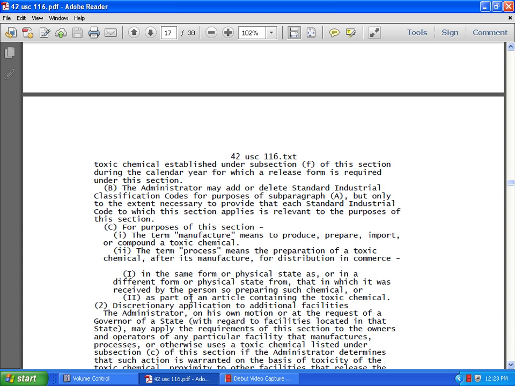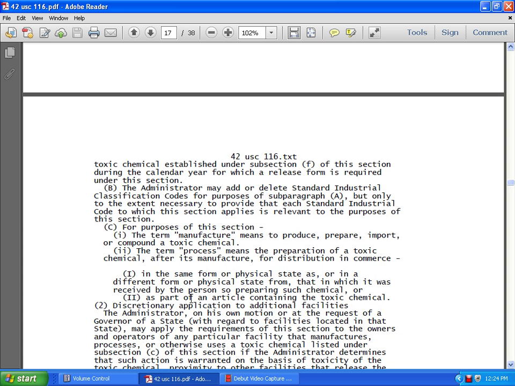The administrator may add or delete standard industrial codes for purposes of this subparagraph, but only to the extent necessary to provide that each standard industrial code to which this section applies is relevant to the purpose of this section. For purposes of this section, the term manufacture means to produce, prepare, import, and compound a toxic chemical. The term process means the preparation of a toxic chemical after its manufacture for distribution in commerce, in the same form or physical state as, or in a different form or physical state from, that in which it was received by the person preparing such chemical, or as part of an article containing the toxic chemical.